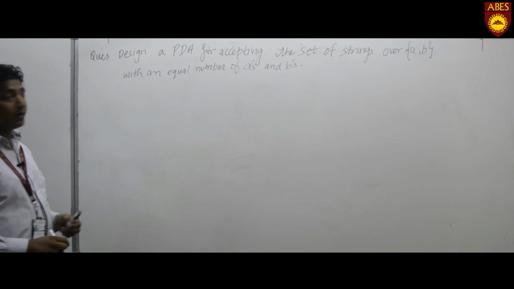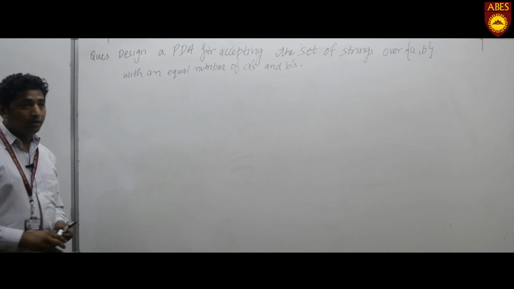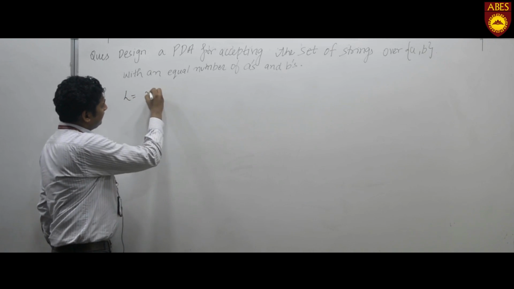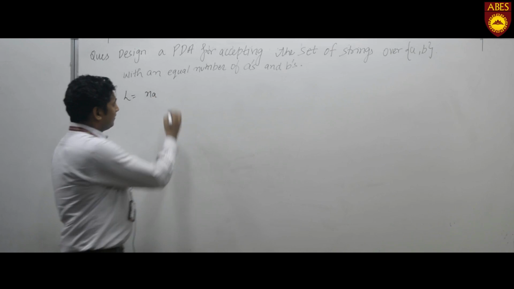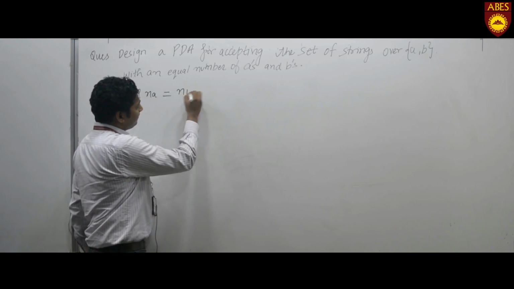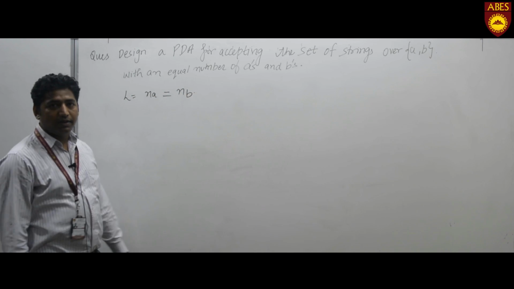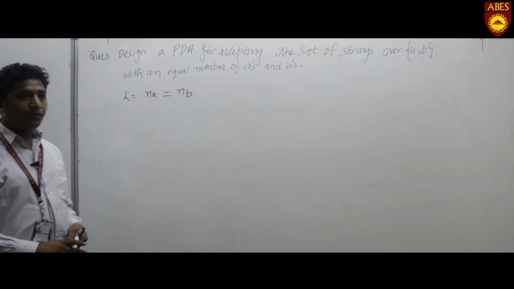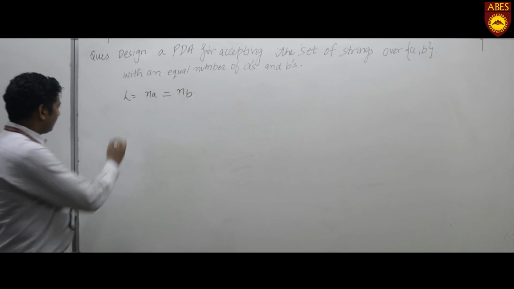Now we will solve a problem of pushdown automata. We have a language L where the number of A's must be equal to the number of B's, that is, equal numbers of A's and B's. First of all, we'll write the algorithm for this.